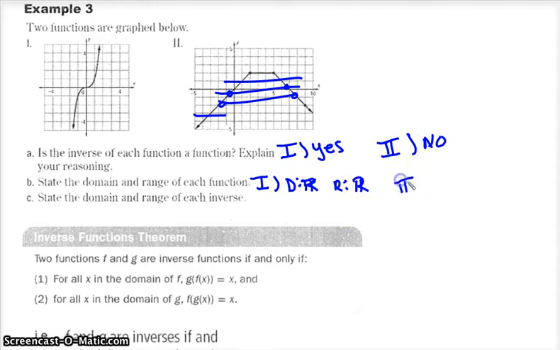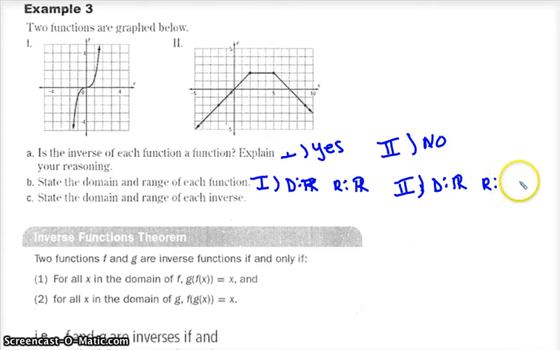For graph number 2, and let's clean this one up a little bit, you can see that my domain, the graph extends in both directions along the x-axis. So my domain is all real numbers. However, my range is limited. It does not go above 2. So my range is all values less than or equal to 2.